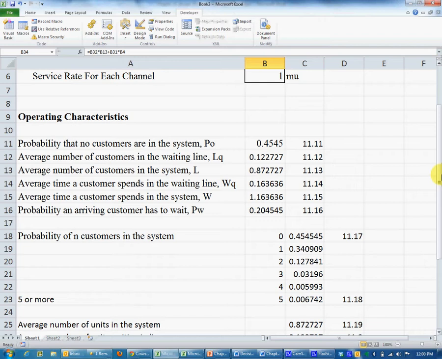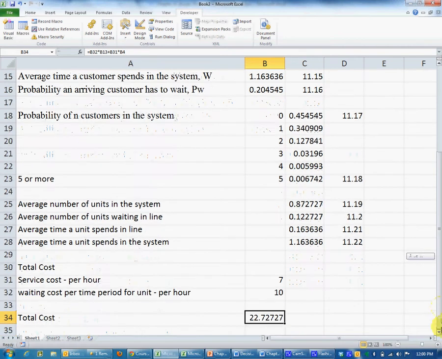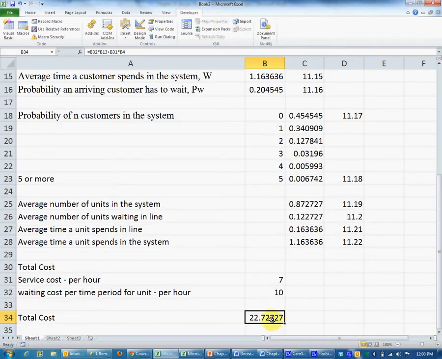Can I see B34 again? B34. B34, yes. What's the formula for that? I'm getting there. Can you see it around everything? Okay.